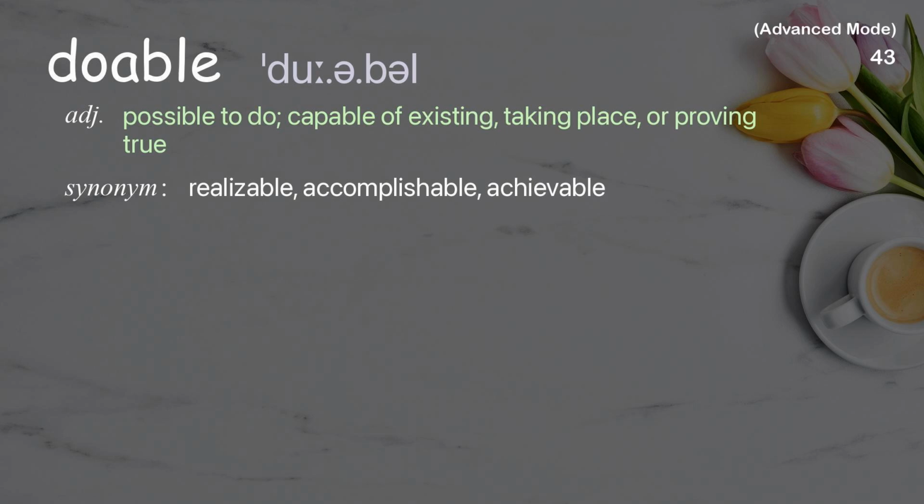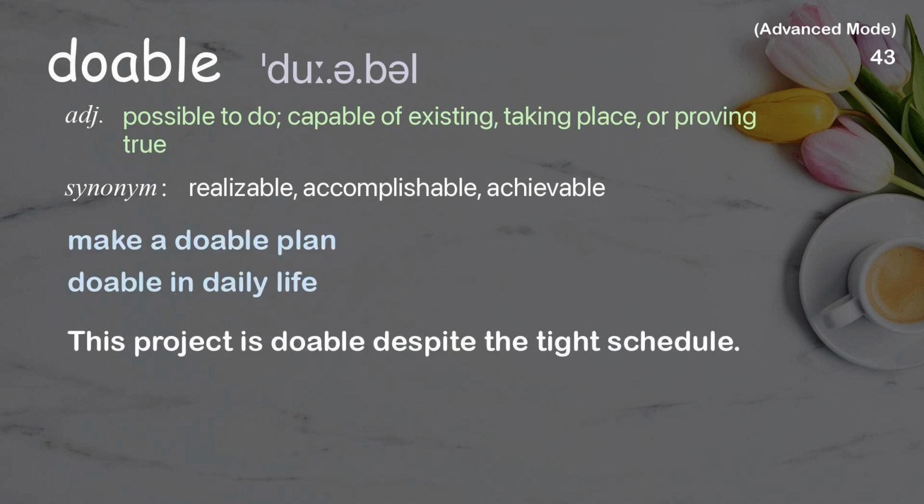Doable. Possible to do, capable of existing, taking place, or proving true. Examples: Make a doable plan. Doable in daily life. This project is doable despite the tight schedule.